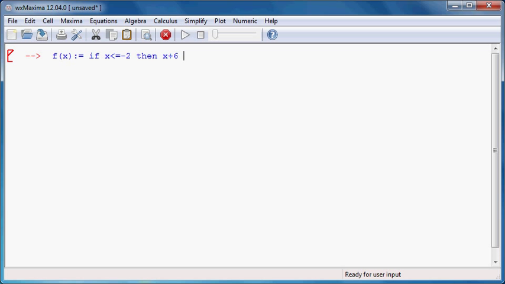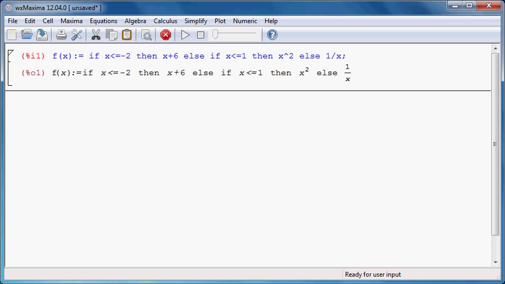All right. Else, then we have the second definition, which is x squared, which is between negative 2 and positive 1. So else if x is less than or equal to 1, all right, then x squared. Else, right, it's 1 over x. Then shift enter will define the function.